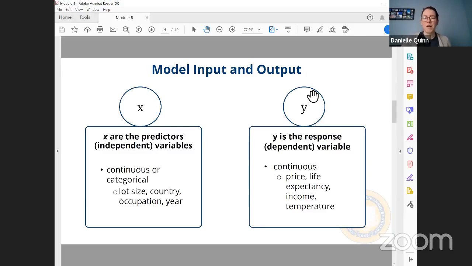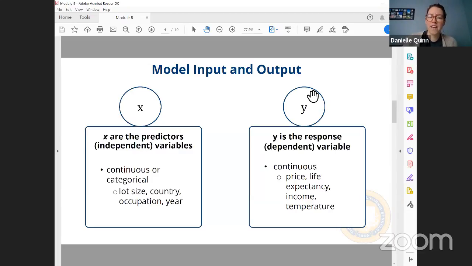So when we are thinking about what sort of input we want to put into our model, we have x and y variables. So x variables are the predictor variables, so they are independent. And these predictors can be continuous or categorical. So for example, if we're talking about how much a house is going to cost, maybe a predictor variable would be the size of the lot that it's built on. It could be things like country, or if we are looking at predicting somebody's income, maybe occupation would be a predictor variable. Y is the response variable, and it is dependent on the x predictors.